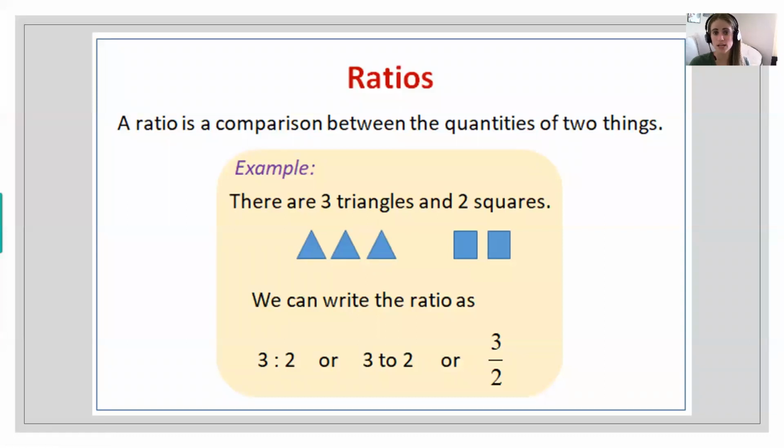This can be written as a ratio in one of 3 ways. The first way is we can write it with a colon. So 3:2, 3 triangles, 2 squares. Another way is we can write it out using words, write it out honestly how we pronounce it, which is 3 to 2. And then the last way is it can be written as a fraction. So 3/2, or because it's a ratio, 3:2. All right, let's hop on over to IXL and get our practice on.